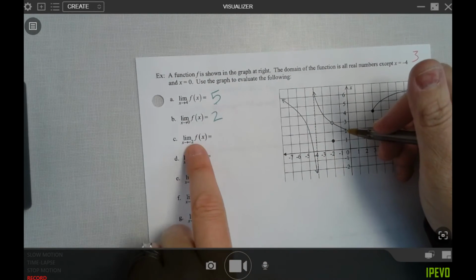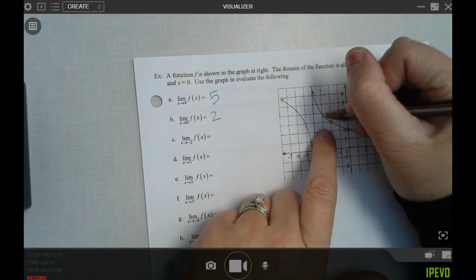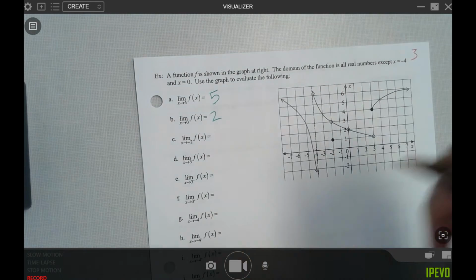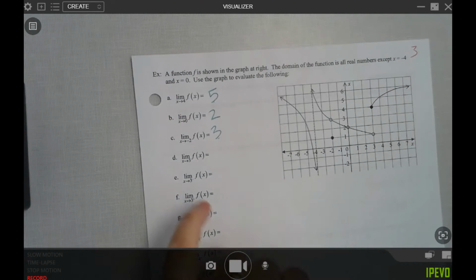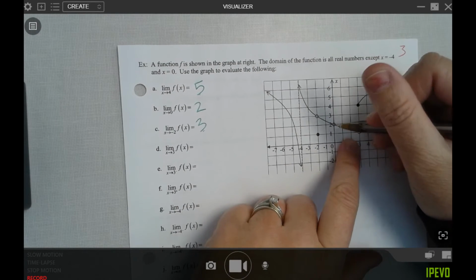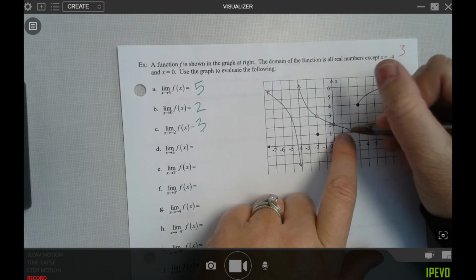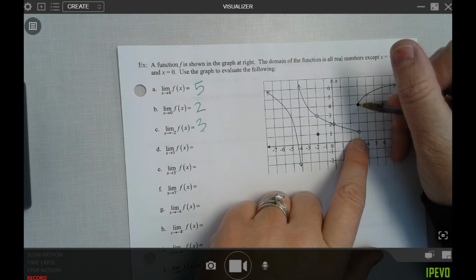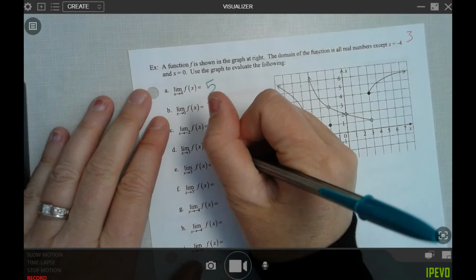Let's go to -2 right here. So as I'm coming down, I'm approaching 3. As I'm going up, I'm approaching 3. So my y value is 3. All right, 3. So from 3, as I'm coming down, as I'm coming to 3, I'm going to 1. But this side, I'm coming to 4. So since these are not the same numbers, the limit does not exist.